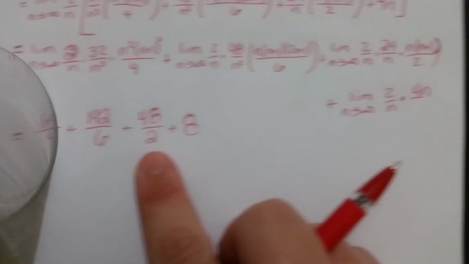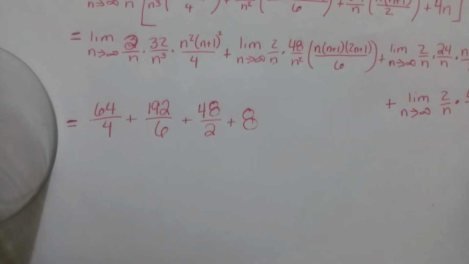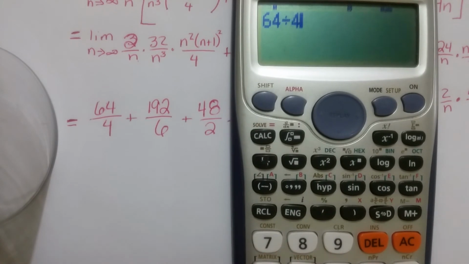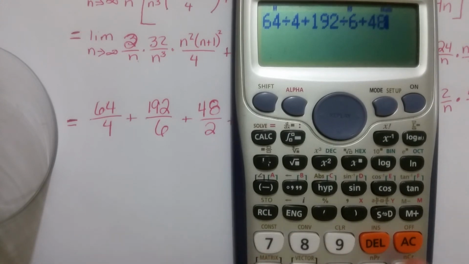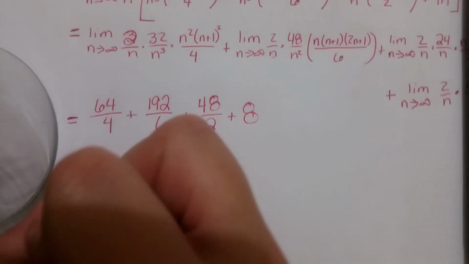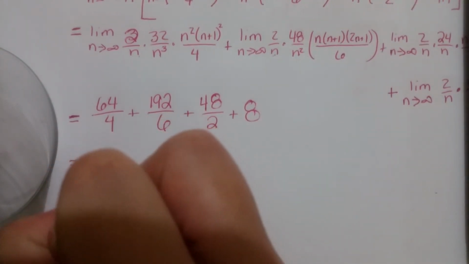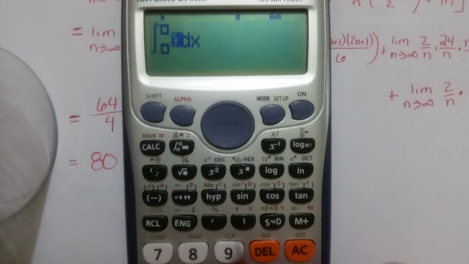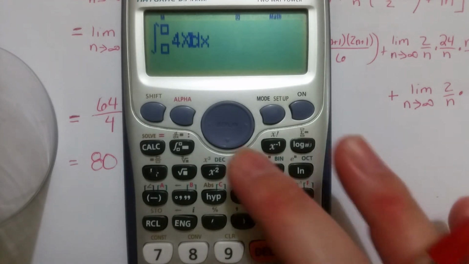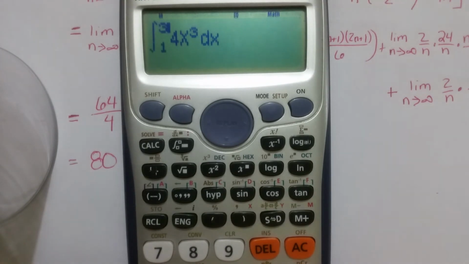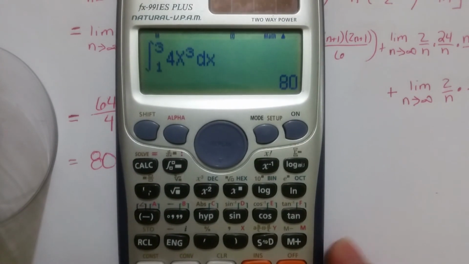So in this case, now I'm ready to add all my answers together, and I can just use a calculator for that. So let's do that. 64 divided by 4 plus 192 divided by 6 plus 48 divided by 2 plus 8 equals 80. And again, check your answer by doing the actual integral. So I've got 4x to the 3rd, and then down here I've got from 1 to 3. And indeed it is 80.